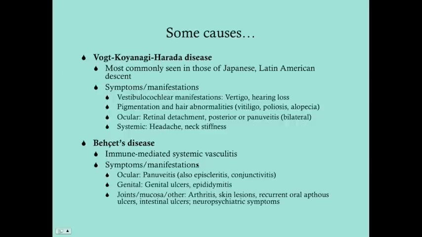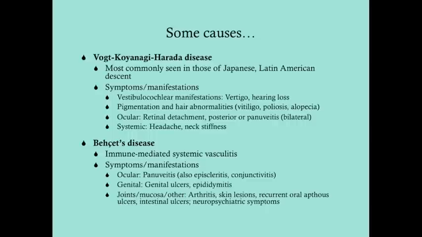Behçet's disease is a little bit more commonly known because this is a joint issue that's commonly seen in rheumatology. This is an immune-mediated systemic vasculitis. And if you remember the mnemonic, can't pee, can't see, can't climb a tree, that will help you remember what Behçet's disease is. So can't see, that would be your ocular symptoms, panuveitis.